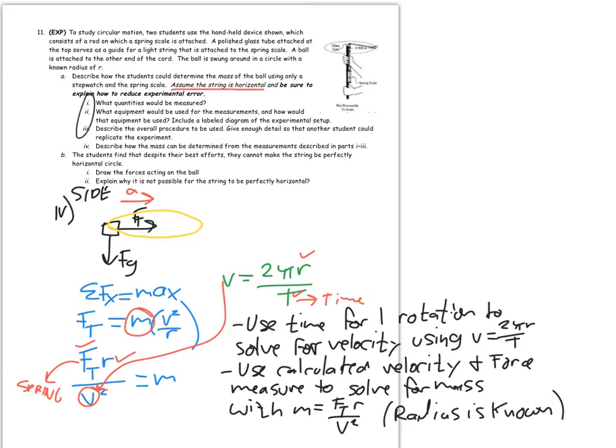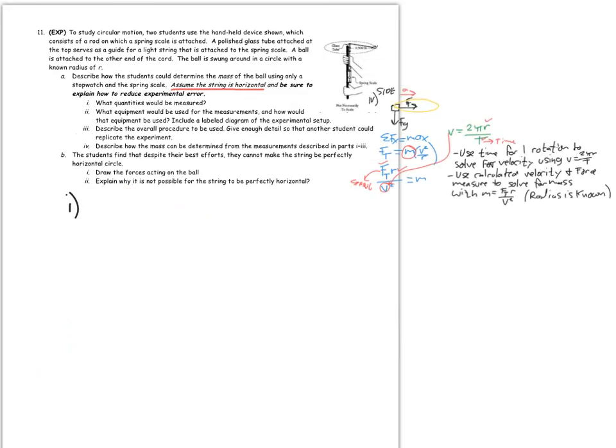So there's part 4. There's what we ultimately need to do. We see the two things we need to get data on are the force of tension and the period. So that's going to help us go ahead and do parts 1 through 3. So let's go ahead and do that now. Now that we have that, what quantities would be measured? It would be the force of tension in the string and also the time for one revolution, or the period.